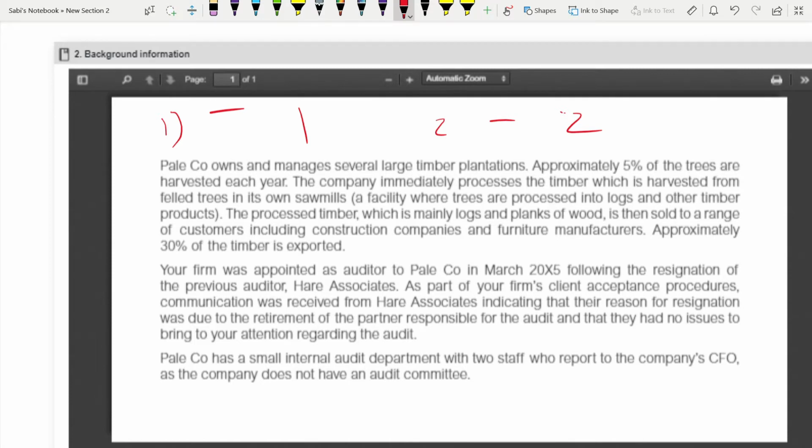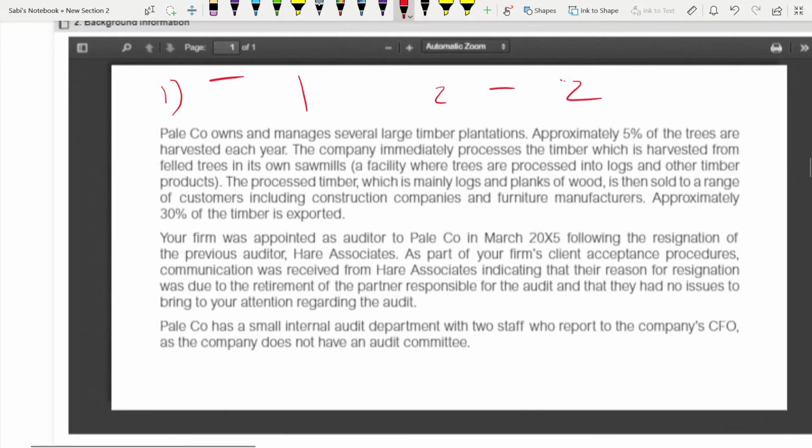Company background is an exhibit that you can apply for any requirements. You have to use it for any requirements. All the requirements, it is applicable. It is not specific to one requirement. Okay.